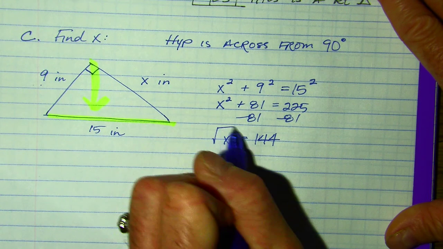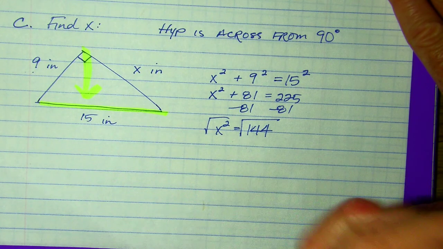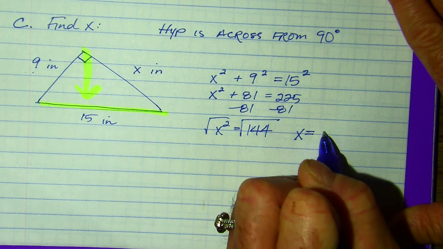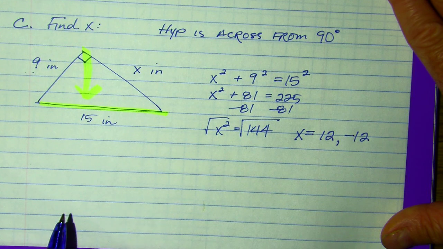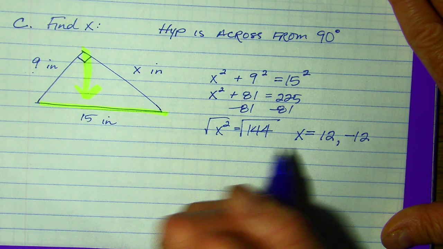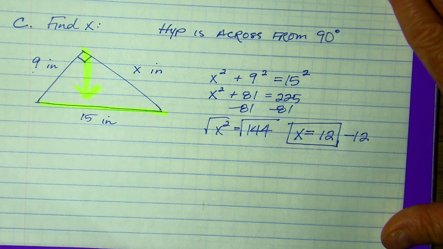I would take the square root. Now, it's important to mention, just so you don't forget, x squared means I have two possible solutions: 12 times 12 and negative 12 times negative 12. But which answer is possible given that we're looking for the side of a triangle? The positive. So x equals 12.